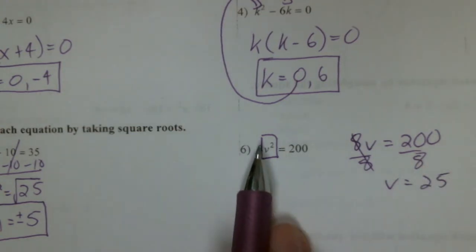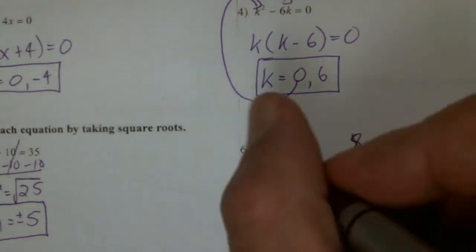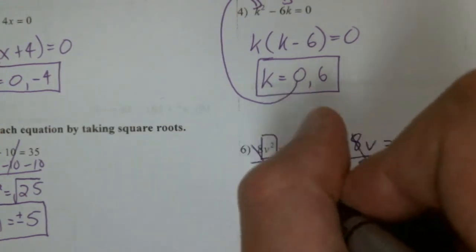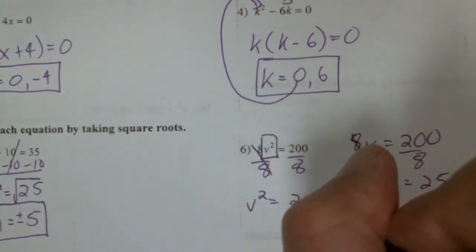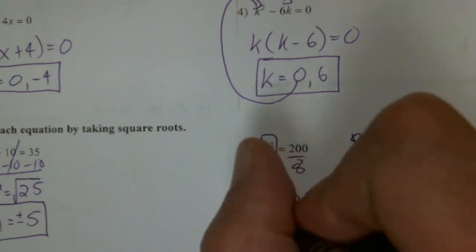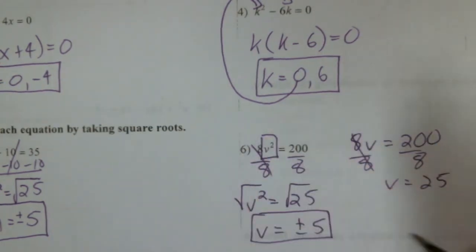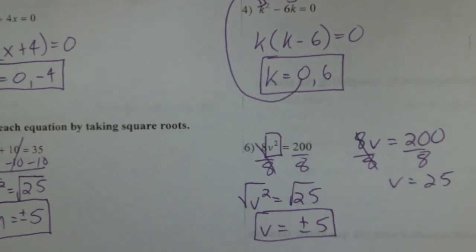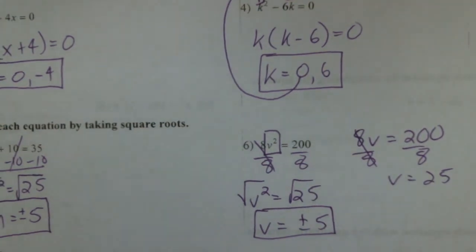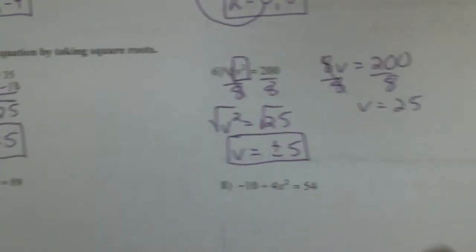I'm going to do the same process here, but I just have a v squared, but the process is the same. I'm going to divide both sides by 8. I get v squared equals 25. And now I'm going to take the square root of both sides, and once again, I'm going to get plus or minus 5. Okay. All right, let's continue down. Just down a little bit.